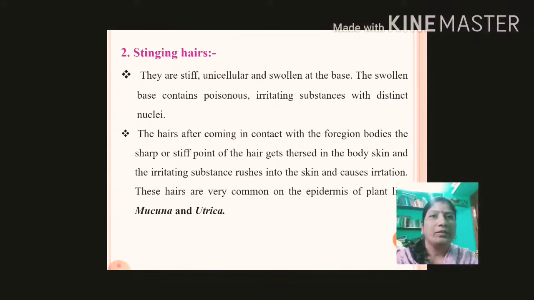The next type is stinging hairs. What is meant by stinging hairs? They are stiff and unicellular, swollen at the base. These are hair-like structures. The second type is the stinging hairs. The swollen base contains a poisonous, irritating substance, and there is a distinct nucleus.